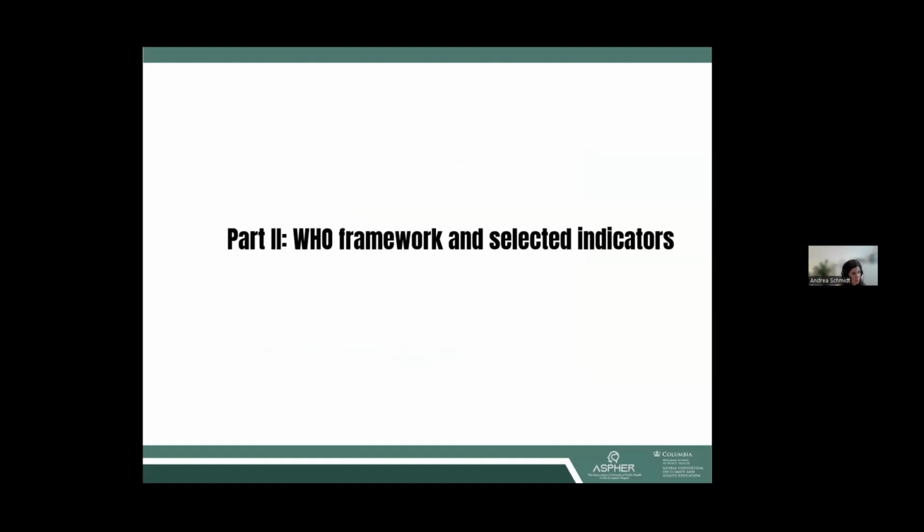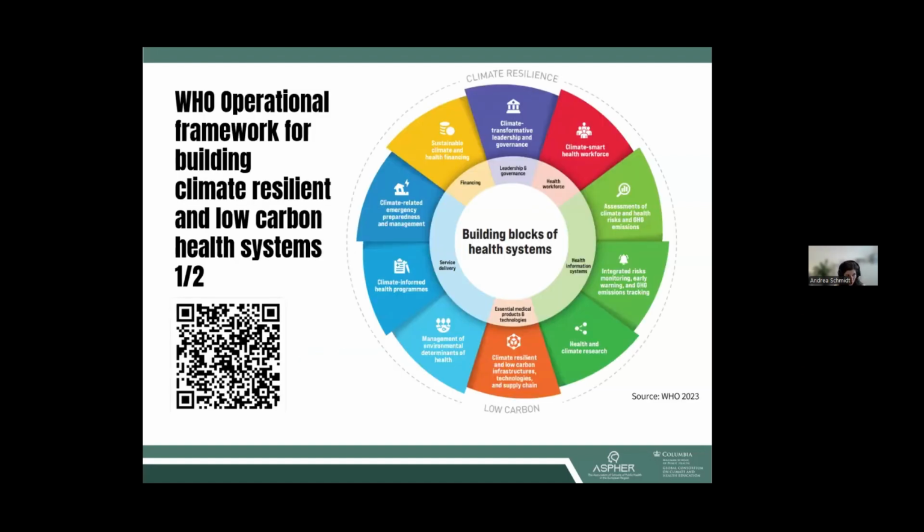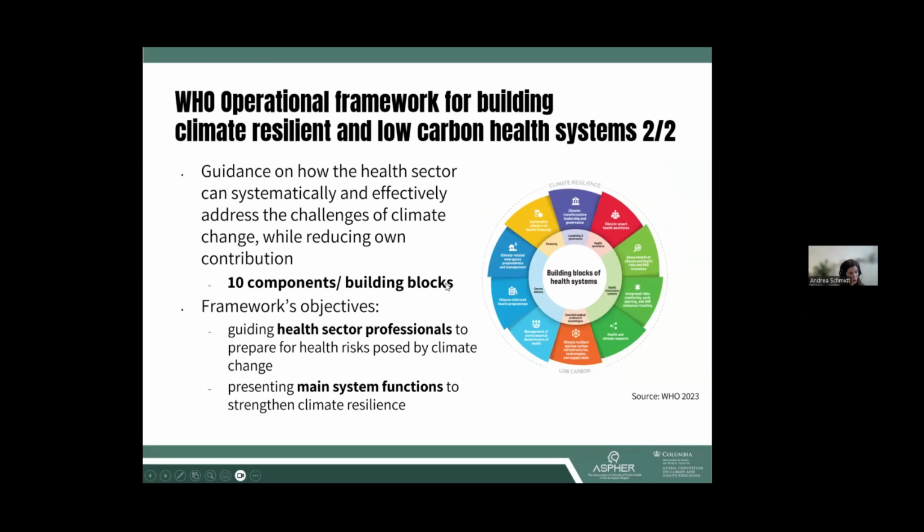And I'm now moving on to the framework, and I know that you've already dealt with it, so I will be very short on this. And you know that there are 10 dimensions. And why is this important? It's important because we need the collaboration of all levels and of all building blocks in the health system when we talk about climate resilience.